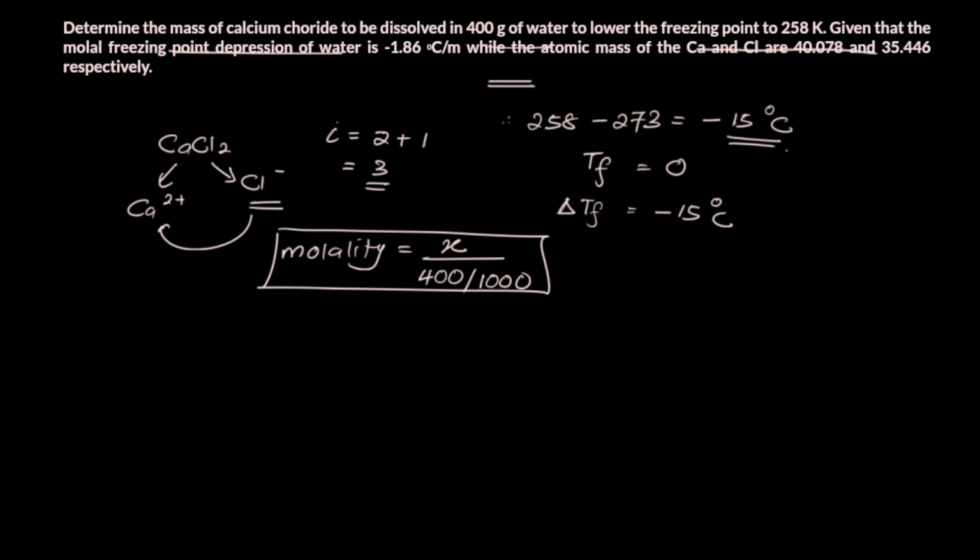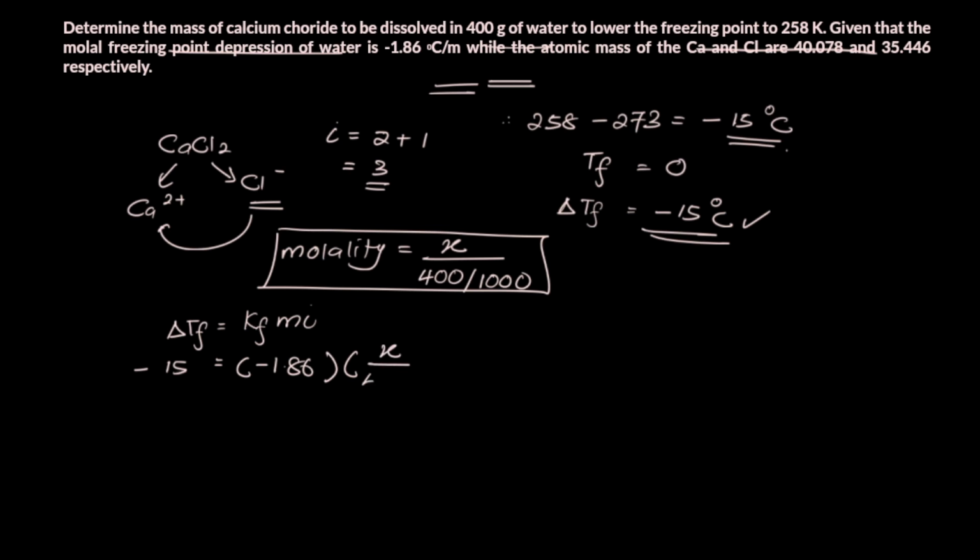So what you're going to do now is plug in all the information that we have into the equation. Delta TF is equivalent to KF, molality, and your Van Hoff factor. From our previous calculation, the delta TF is negative 15 degrees Celsius. Your KF is given in the question, which is negative 1.86 degrees Celsius per molar, your molality is X divided by 400 over 1000, and your Van Hoff factor is equivalent to 3. So from here we are going to rearrange so that we can get the value of X.